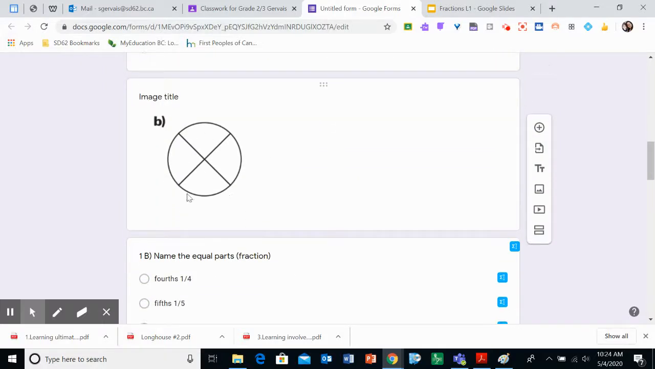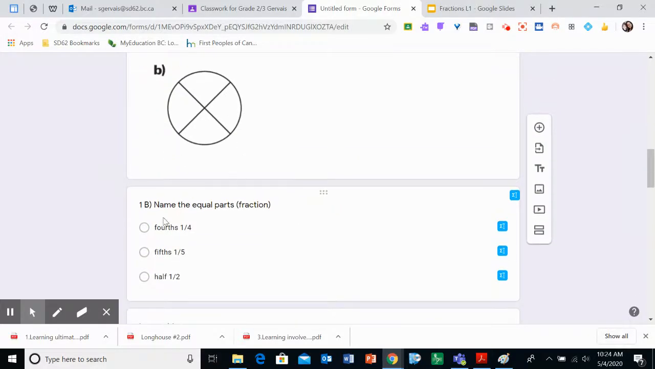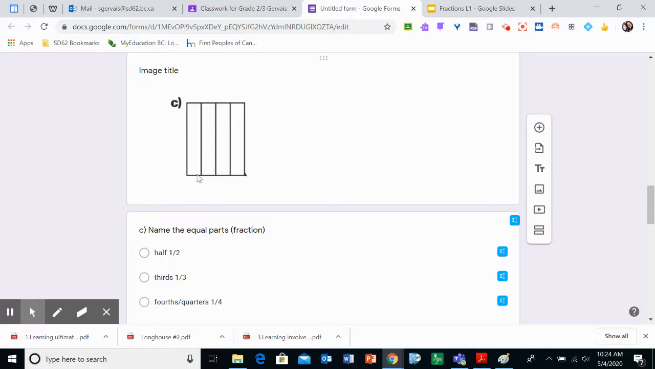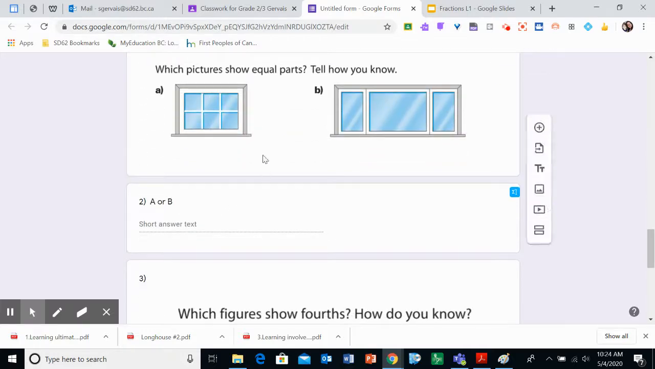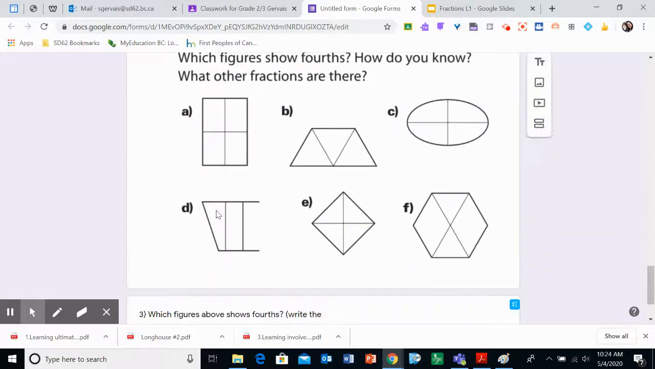And the next one is this picture. It's a circle. Name the equal parts of the fraction. Is it fourths, fifths, or halves? This one. Is it halves, thirds, or fourths? Which picture shows equal parts? So that means all parts are the same, A or B. So you would just write A or B, which one you think it is.